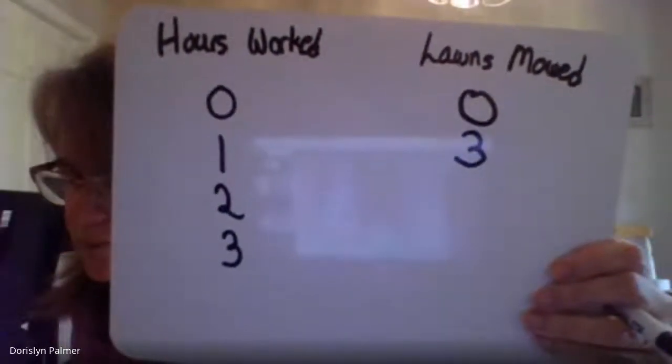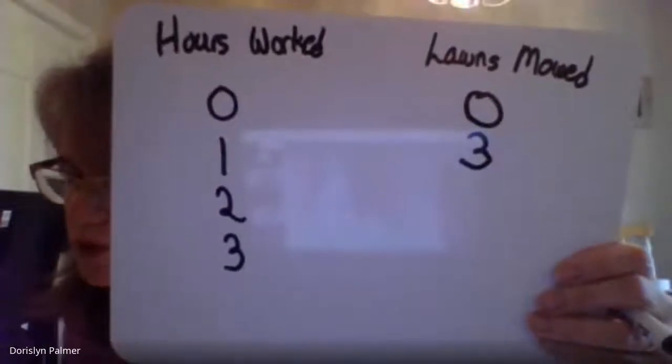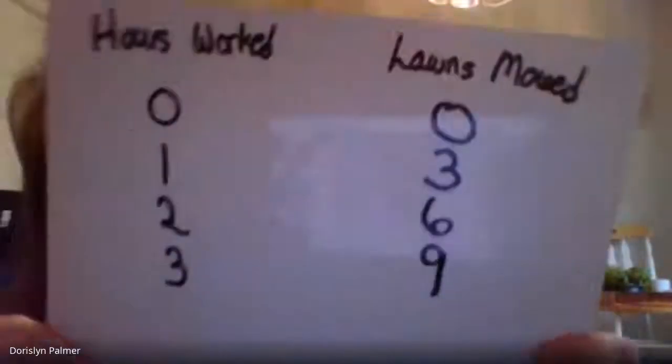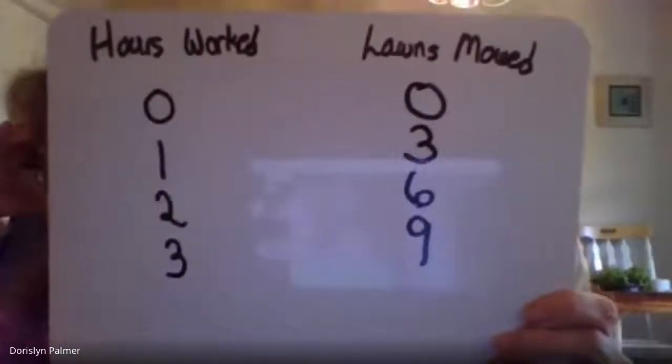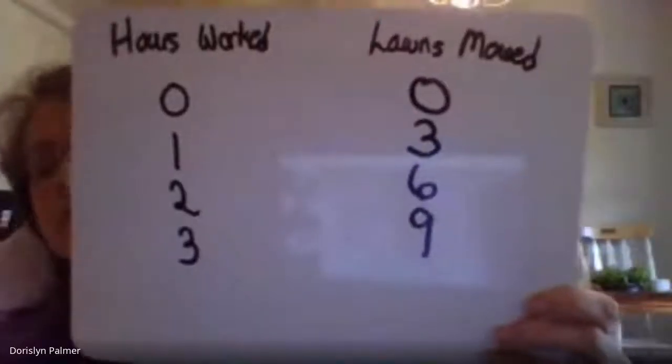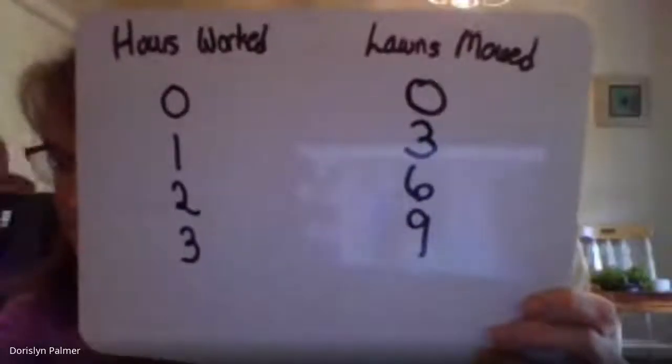Serena, we're going to keep going. 2 hours worked. How many lawns is that, Serena? 6. Good. And how many for 3 hours worked? 9. Excellent. You're going to fill in your chart and plot those points. So you plotted (0, 0), (1, 3), (2, 6), and (3, 9). If you look at them, they should look like they would form a straight line. And we have to write an equation.